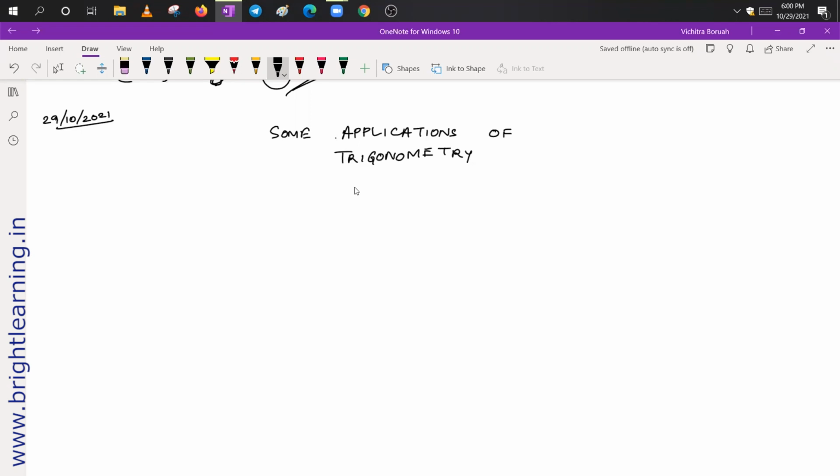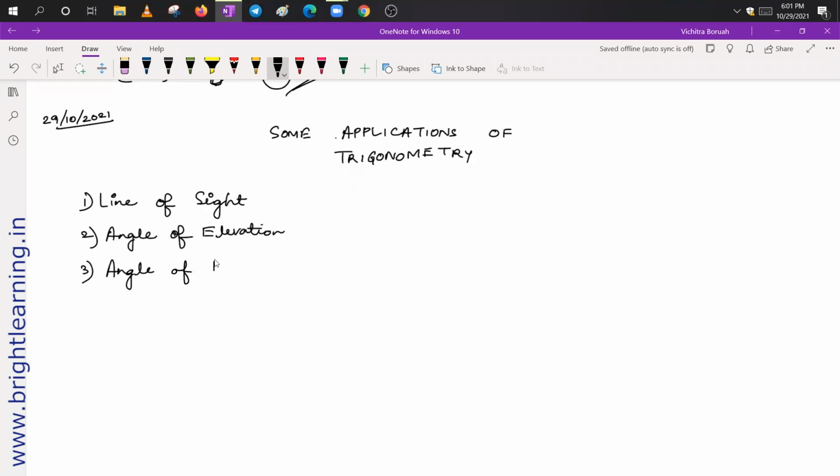Okay, so now first let us learn some new terms, okay? First term is line of sight. Second term is angle of elevation. And the third term is angle of depression.